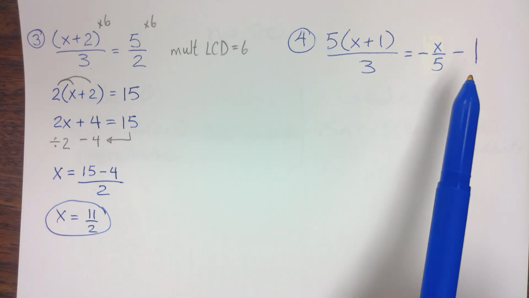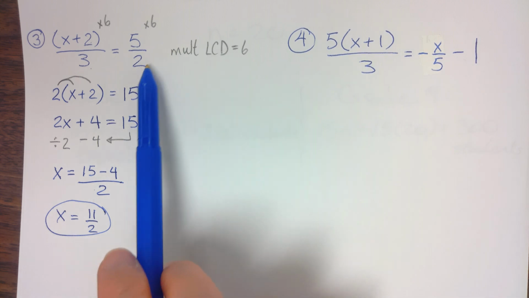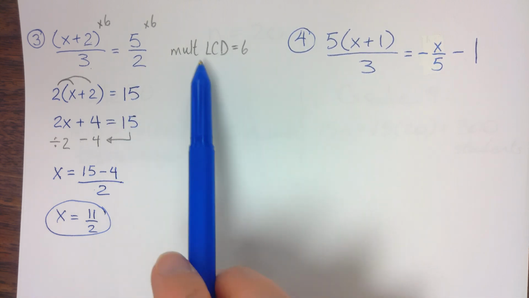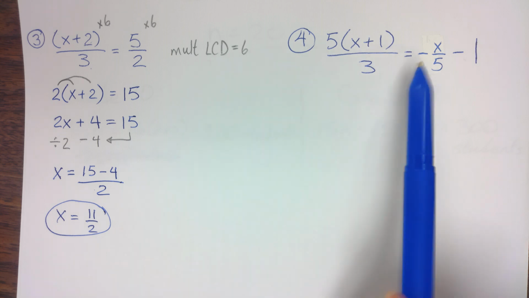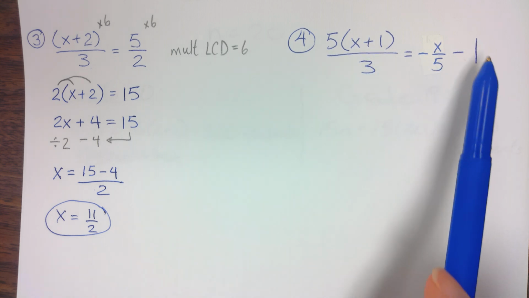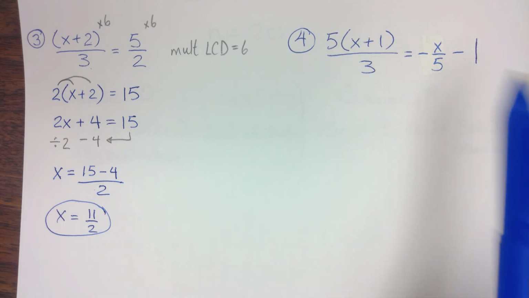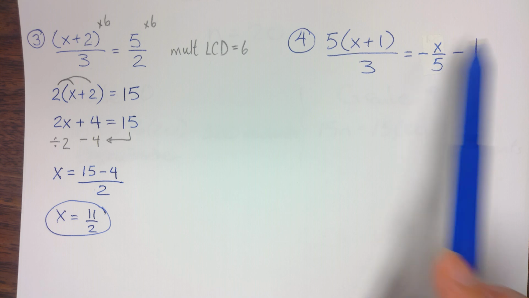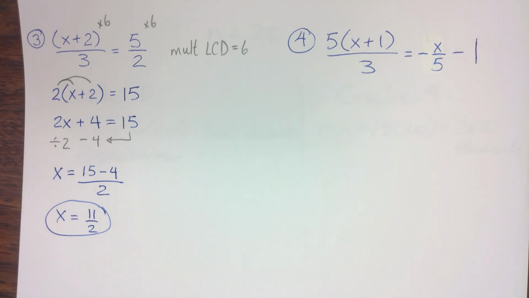All right, take 3 minutes to try this one, following the same procedure. It's like the same type of question. So first step is you want to figure out what your LCD is, and then multiply each of the terms by that. All right, see if you can do this one. 3 minutes.